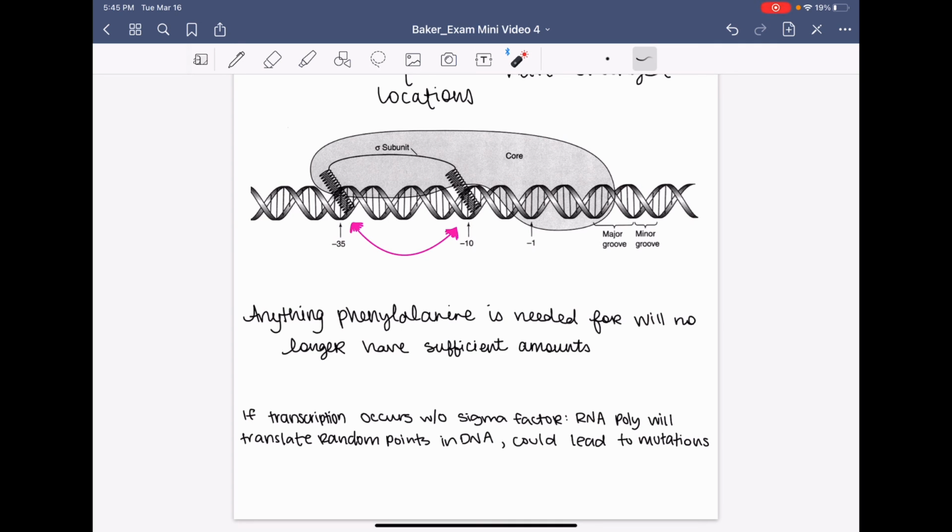But there are weird cases where transcription does occur without the sigma factor, and the RNA polymerase will actually transcribe random points in the DNA, which has a very high chance of causing mutations.